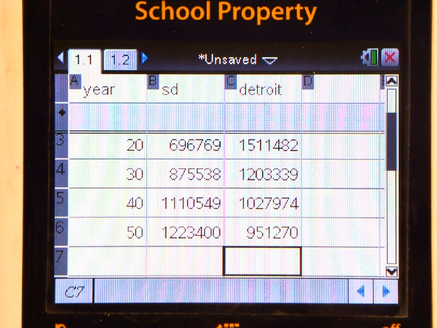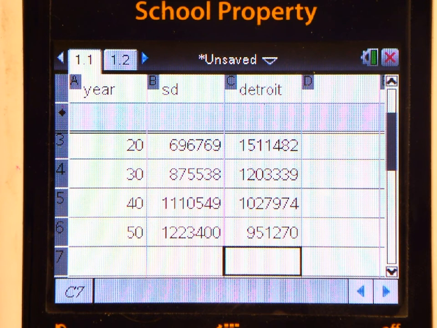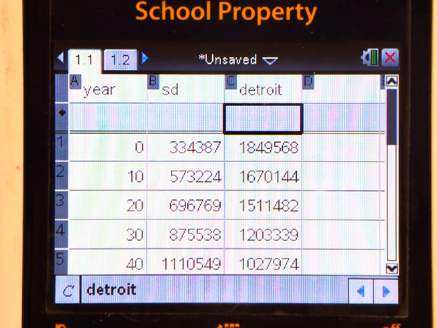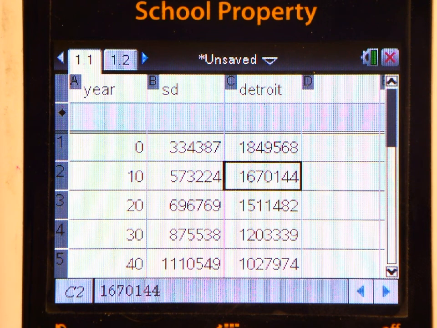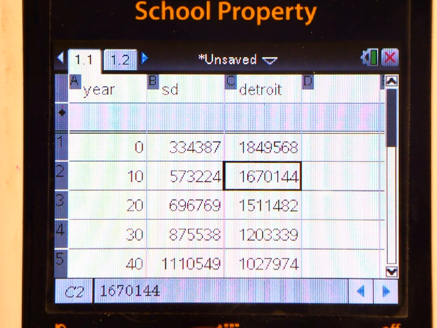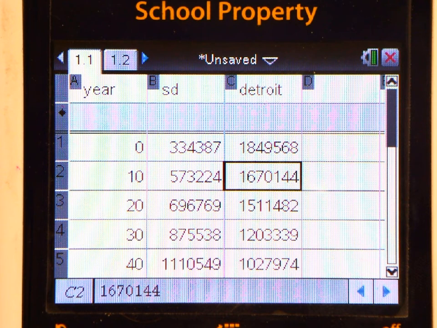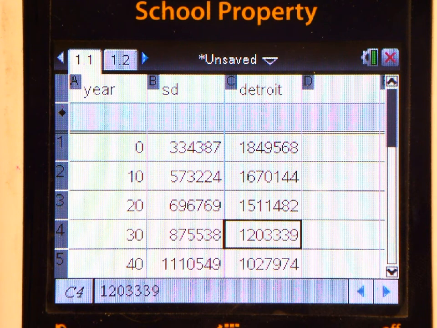Just so that we all see it one more time, I've entered all of the data in from that table. I called the first column year, the second column I called SD for San Diego, and the third column I tried to call DET for Detroit, and it gave me an error because DET is already defined, so I had to actually type out the whole word Detroit. Instead of writing 1950, 1960, I'm going with 0 is 1950. That makes my numbers simpler. And then I've entered in all of the data there.